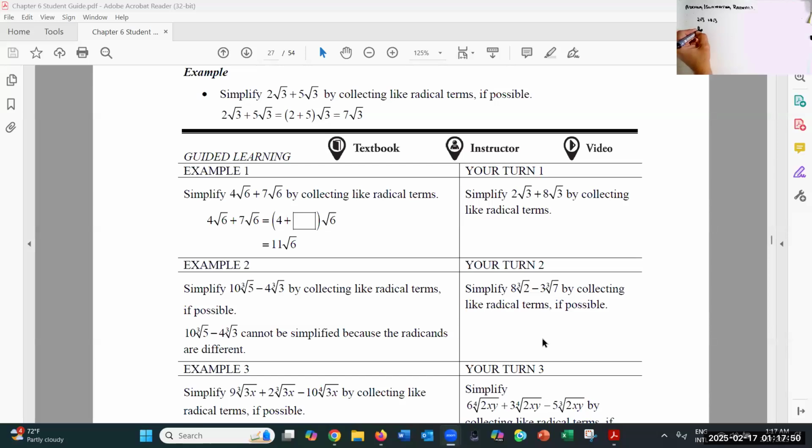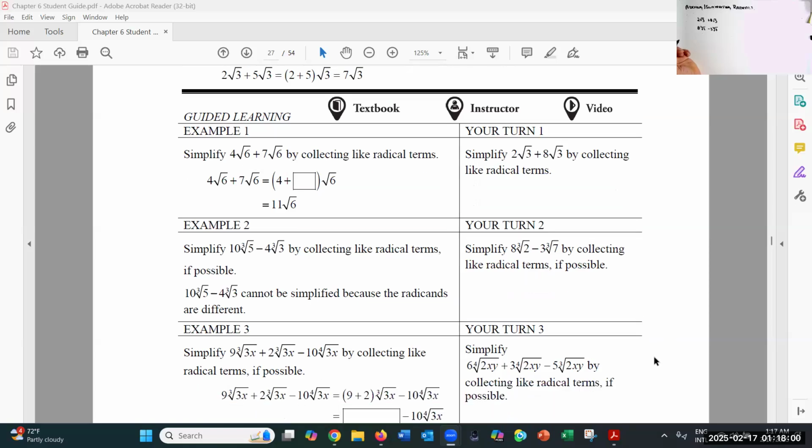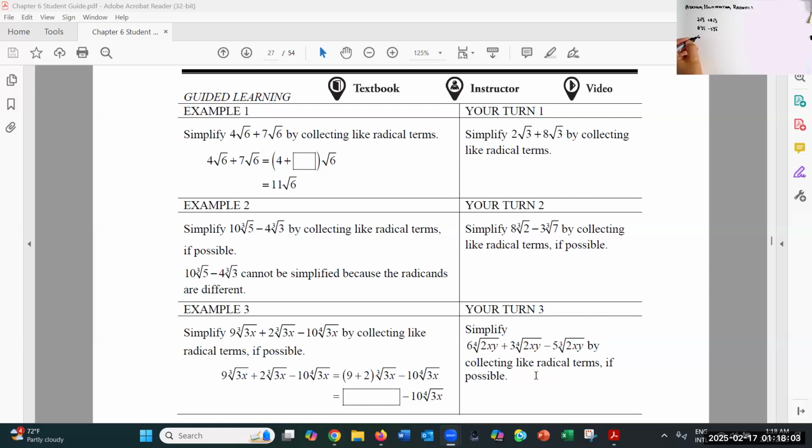8 cube root of 2 minus 3 cube root of 7. What about if I have 6 fourth root of 2xy plus 3 fourth root of 2xy minus 5 cube root of 2xy. Let me start with those. Let me start sharing.